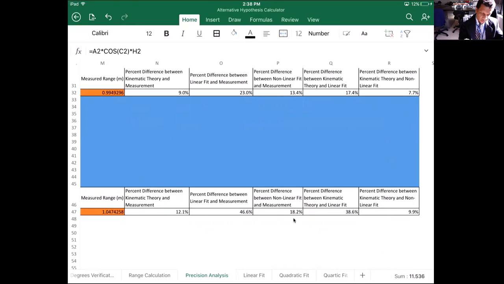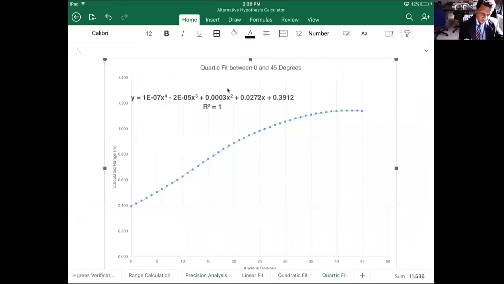I really wish I had the quartic up there because I don't have this equation in there. Maybe I'll give that to you guys as an assignment. But anyways, that is the end of this assignment.